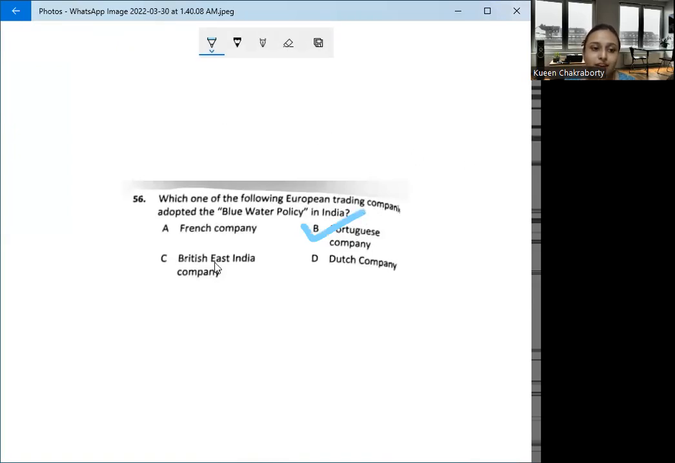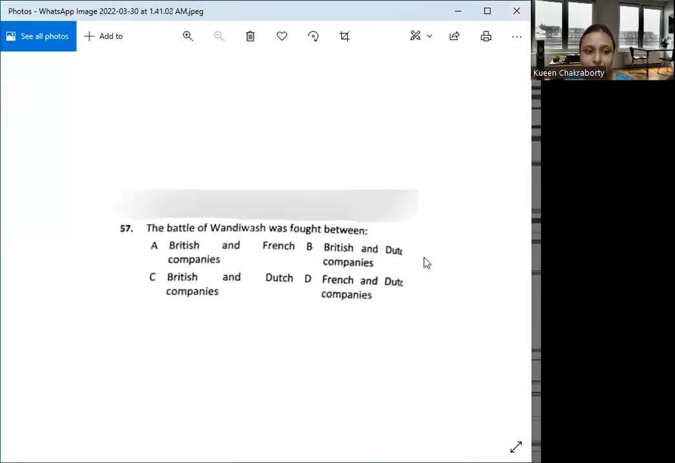Moving on to the next question, question number 57. The Battle of Wandiwash was fought between option A, British and French companies, option B, British and Dutch companies, option C, British and Dutch companies. Both B and C options are the same. And option D is French and Dutch companies. So option A is the correct one.